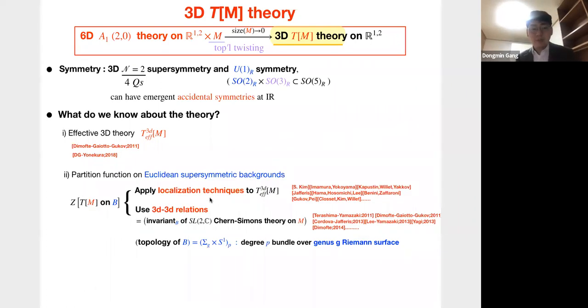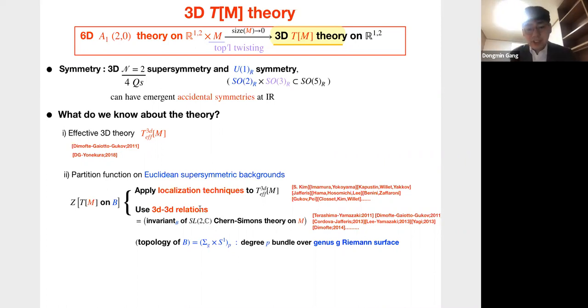In this case, this is what we know, and so we can also compute some partition function on a Euclidean supersymmetric background. This is what is known. So we are considering the partition function of this 3D theory on some supersymmetric background B, and there are two ways to compute this partition function. The first one is using the so-called localization technique on this UV description. As I mentioned, for a given three-manifold, there is some supersymmetric field theory construction. Then using some localization technique, we can compute this partition function.